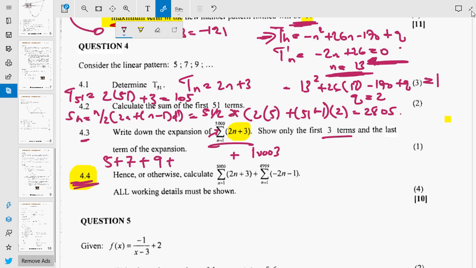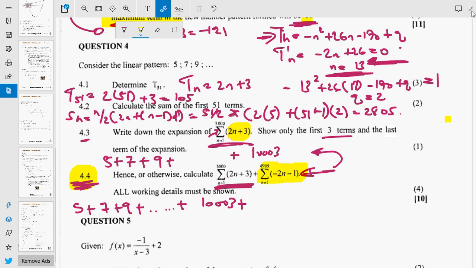Now, in the next question, they say hence or otherwise. They say hence or otherwise calculate this. Now, they've just asked you to write an expansion for this, so that is exactly what I'm going to do here. So I've already written the expansion for this. It is 5 plus 7 plus 9 all the way to 10,003. Okay, now I'm adding there. Now I'm going to write the expansion for this. And again, I'm going to write the first 3 terms and the last term of the expansion.